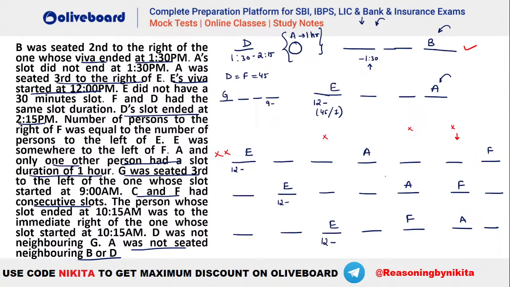Let's try the second case. B cannot be here because B is second to the right of the one who is ending at 1:30, but A cannot be the one who is ending at 1:30. B cannot be a neighbor of A, so not possible. So the only possibility is B is here and the one who is ending at 1:30 is this person. Okay, that is B.